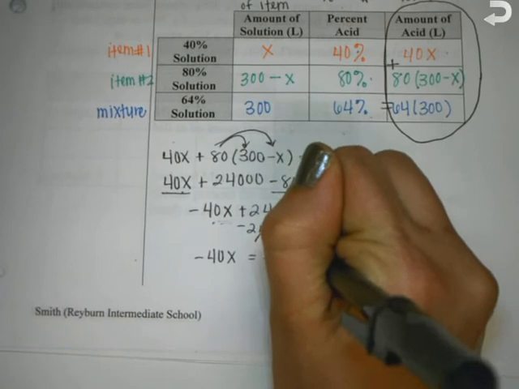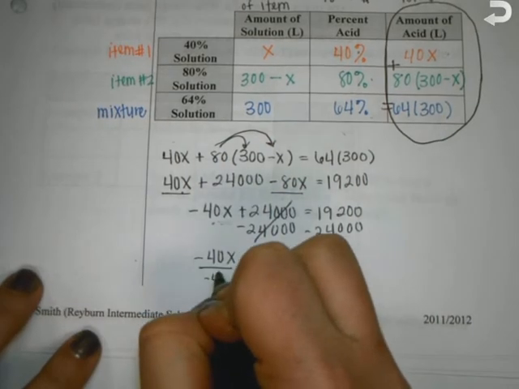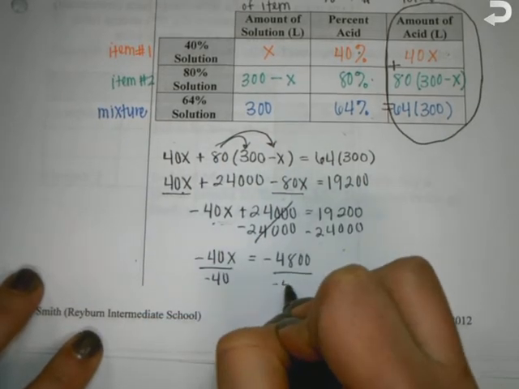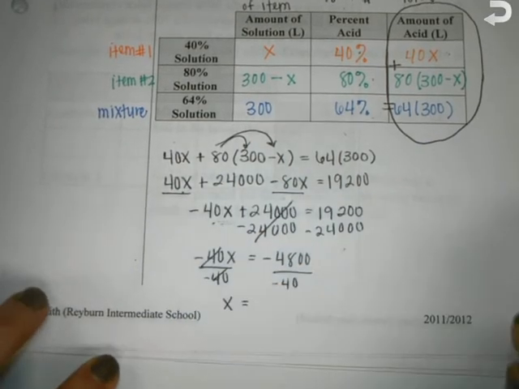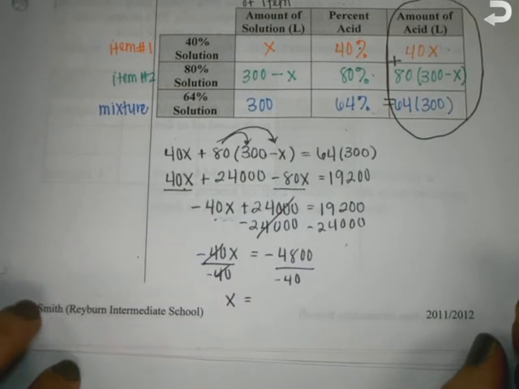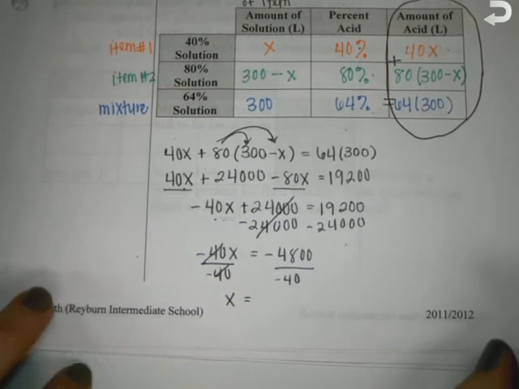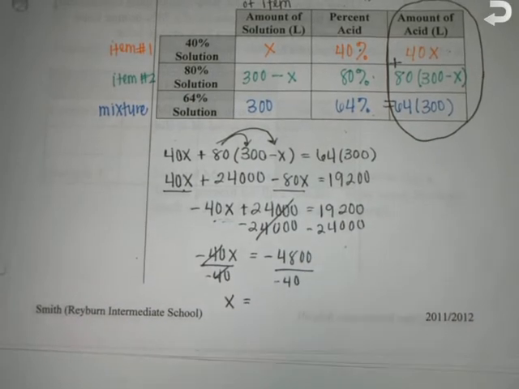Okay, now what? Divide by negative 40. Since we're working with amounts and cost and percents, should I ever get a negative answer? No. Your answer should always come out to be positive. Thank goodness it is negative divided by negative, right? So what is negative 4,800 divided by negative 40? Positive 120 what?